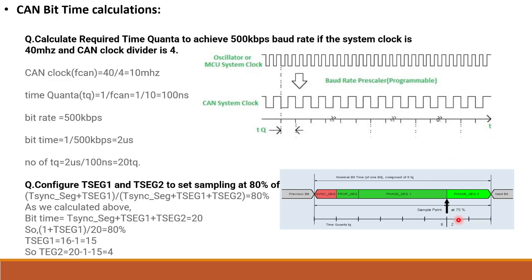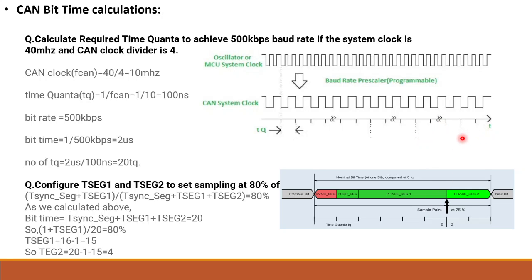Here we should also understand one more thing, the sync jump width. As we already discussed, if the bit transition from recessive to dominant occurs after the sync segment, we lengthen segment 1. How much we lengthen is based on the synchronization jump width, one of the parameters in the CAN timing. That much we can shift.